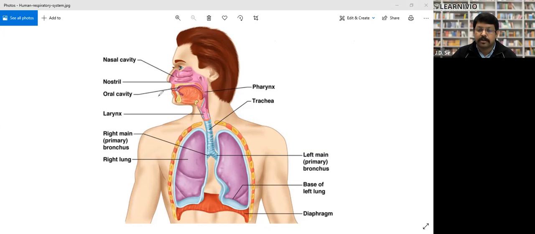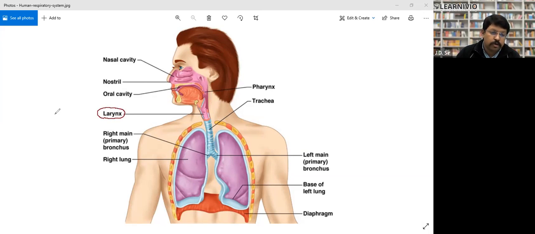We take oxygen from both of these organs. Suppose I close my nose, then I will start breathing from my mouth. That is not an effective way of breathing, so generally the effective way is through the nasal cavity. The part where our oral cavity and nasal cavity remain connected is called the pharynx. After that, the part responsible for breathing is called the trachea, and above the trachea there is an organ called the larynx.